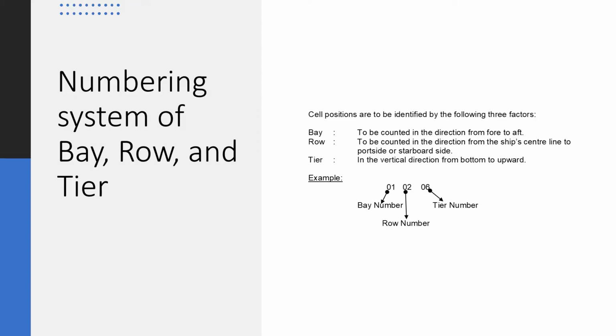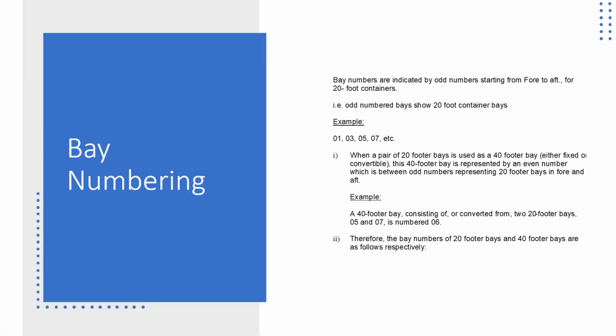And then you have the tier. The tier is the vertical direction from bottom upward. The first container loaded, on deck or under deck, is the first tier, the first high container. Then you have the second tier container, which is the second high container. Then the third tier container, which is the third high container, right? So that is how a particular container's location is described: as per the bay, the row, and the tier.